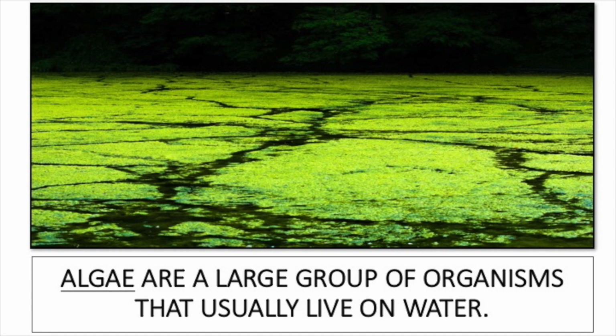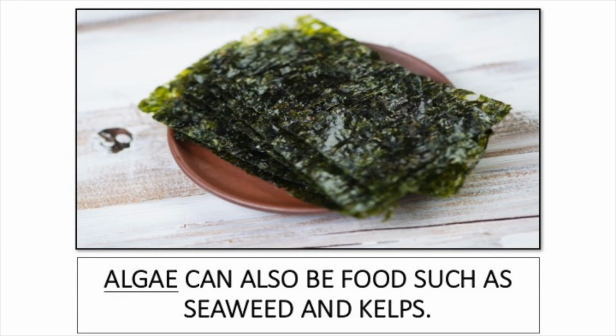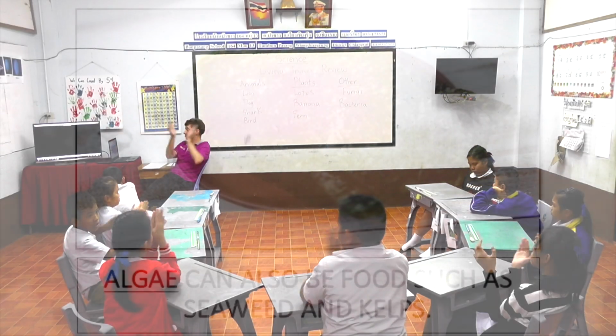And algae. Algae are a large group of organisms that usually live on water. Yes. When you go to your local pond or stream, you can see the tops of the streams are covered with a green, slimy material. This is the algae. And algae can also be food, such as seaweed and kelps. Yes. Any questions, guys? No. Okay, that was excellent. Well done.